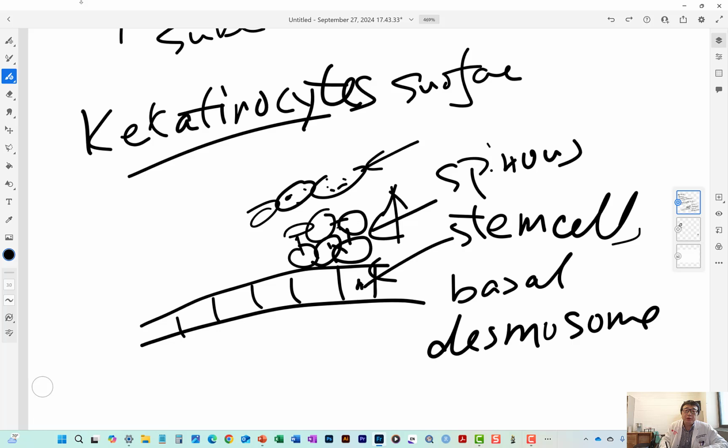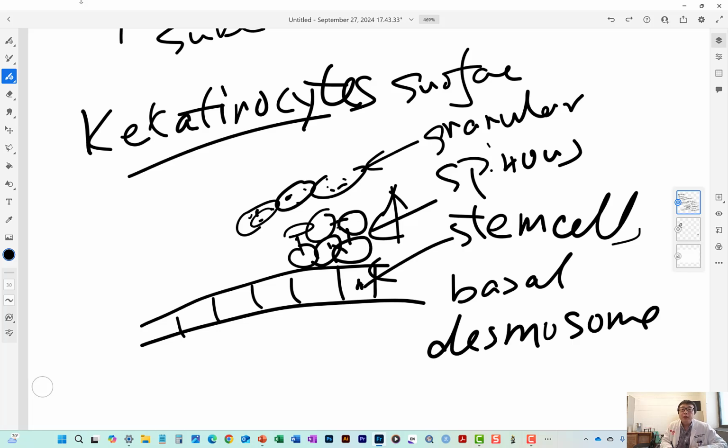These cells begin to carry granules, so this is called the granular layer. The granules in the keratinocytes mainly contain lipids. Those lipids will be further secreted on top of the cells, where they serve as a sealant. In addition to the lipids, they also produce antibiotic peptides that protect the skin.